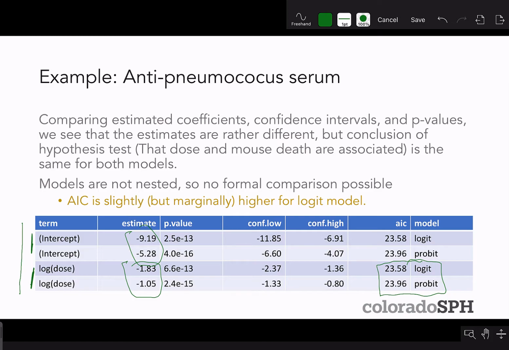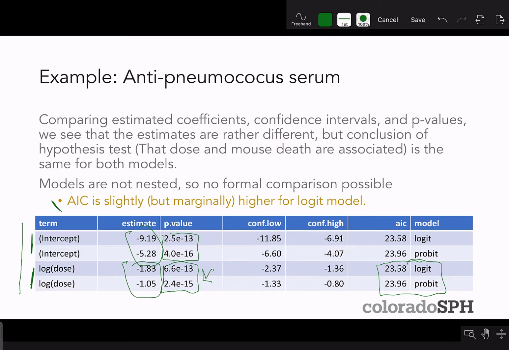However, we can see that the p-values, maybe not exactly the same, are both very, very small for both of these coefficients, suggesting the same conclusion from a hypothesis test that dose and mouth death are associated. Same for both models. We can't compare them formally because the models are not nested. If you have a different link function, even if you have the same covariates in two models, they are not considered nested models.